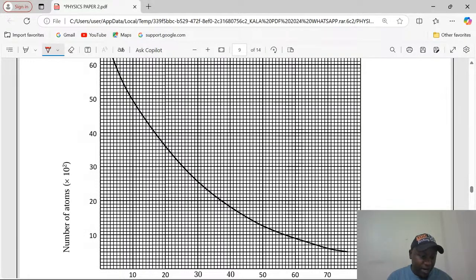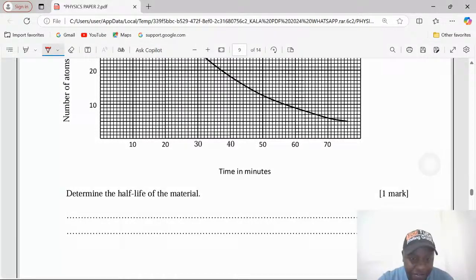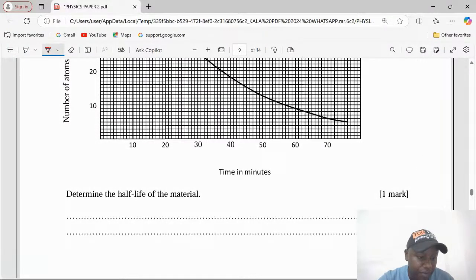I'm hoping that it is now clear. Yeah, it's now clear. Now, with this graph, the examiner is telling us to determine the half-life of the material. And what is half-life? When we were starting this question, we started by defining half-life.